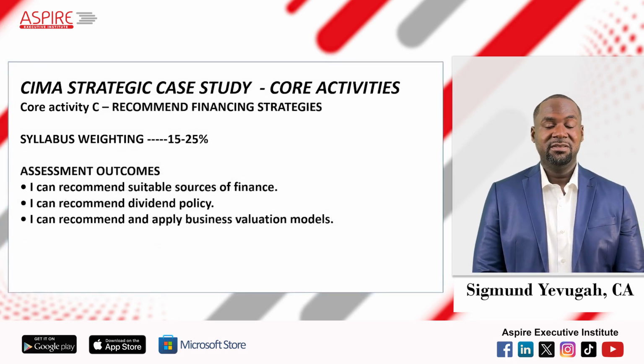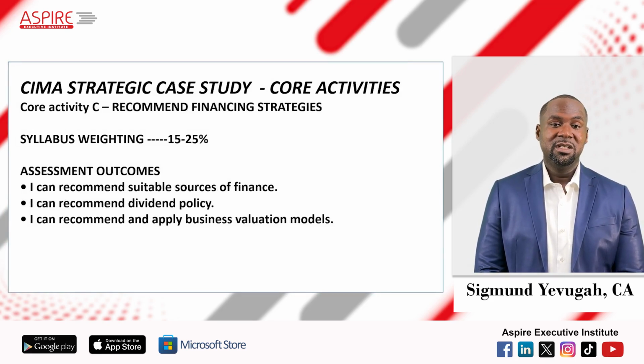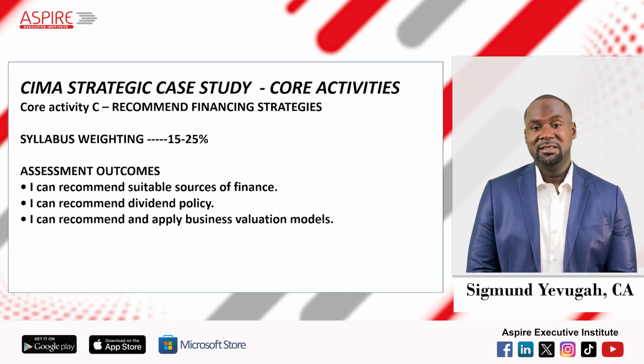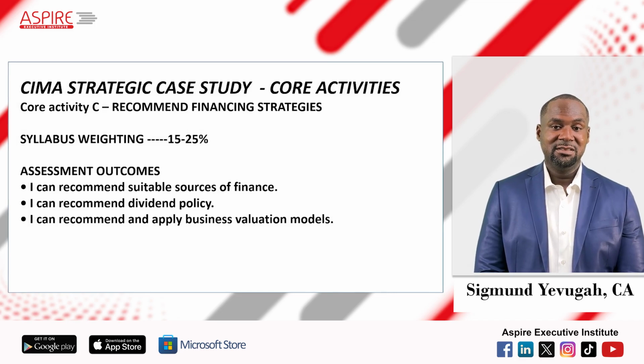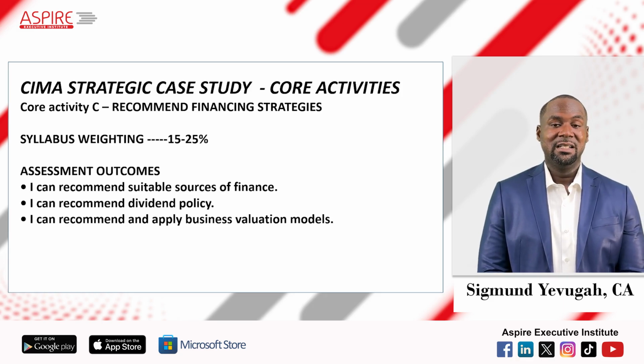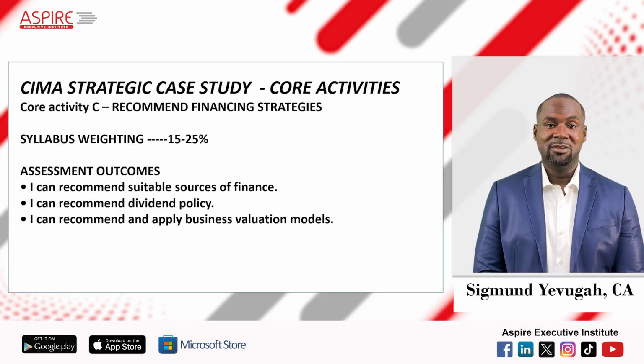The weighting is the same, 15 to 35 marks, and you are expected to have knowledge to be assessed on the following: you being able to recommend suitable sources of finance, you being able to recommend dividend policy for management as well as shareholders, you being able to recommend and apply business valuation models, which is very key knowledge required in this particular activity, activity C.